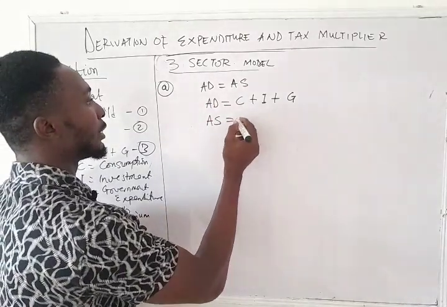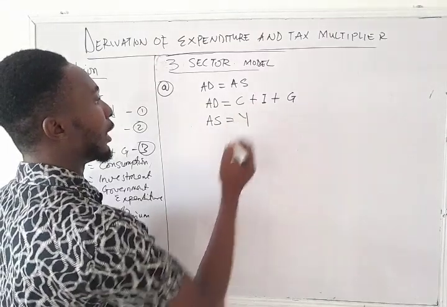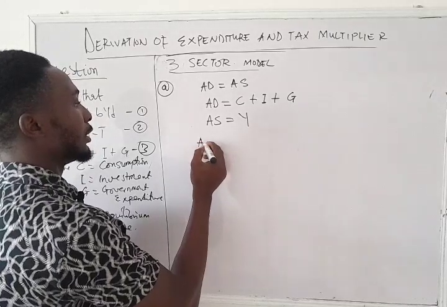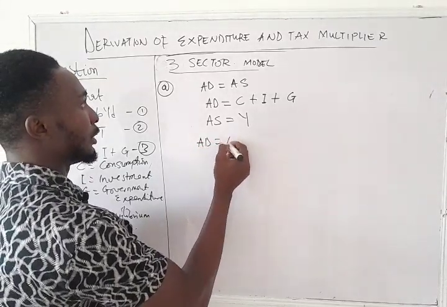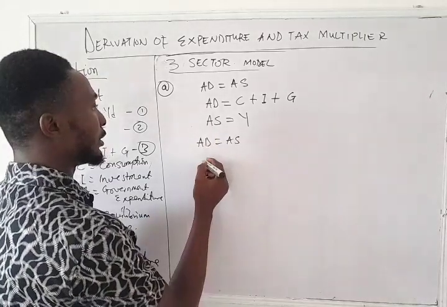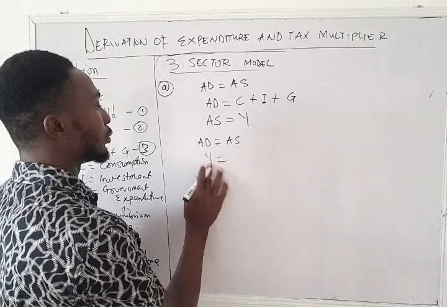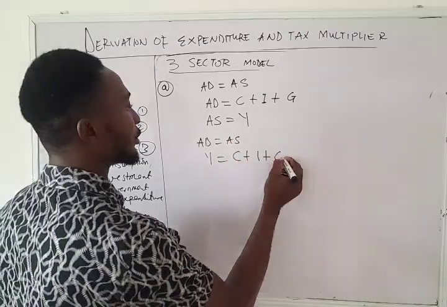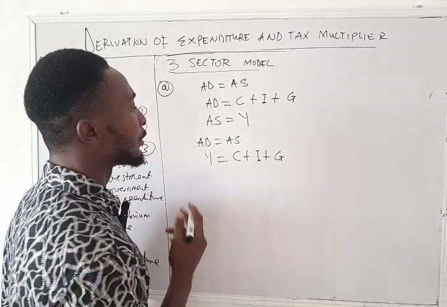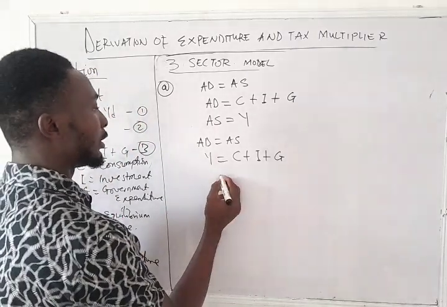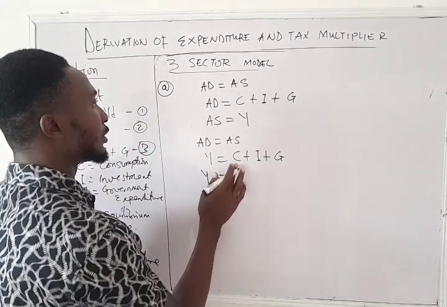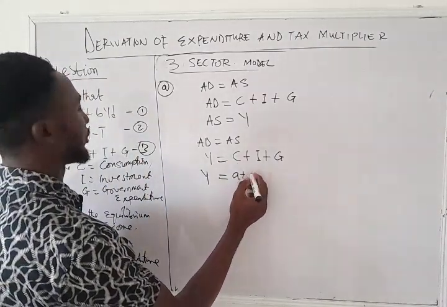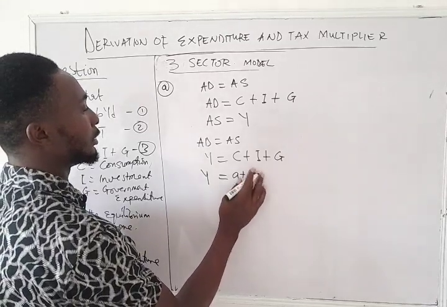The aggregate supply is just what we call Y. So at equilibrium, like we said before, AD is equal to AS. So AS is Y, which is equal to the AD, which is C plus I plus G. So we have C plus I plus G, but then again, what then is C? C has been given here as A plus B YD.